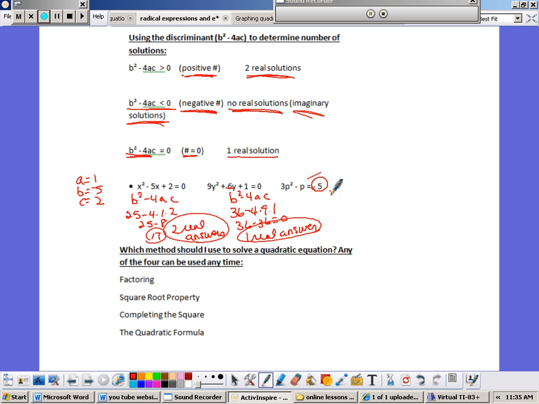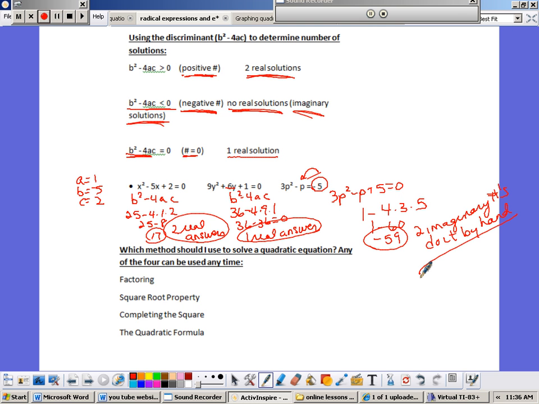Even with this one, we have to get them in the right position. 3p squared minus p plus 5 equals 0. Okay, so b squared, -1 squared is 1, minus 4 times 3 times 5. 1 minus 60, -59. It's a negative under the square root, which is going to give us an error because these are two imaginary numbers. That means you have to do it by hand because you're going to have to pull out that i.